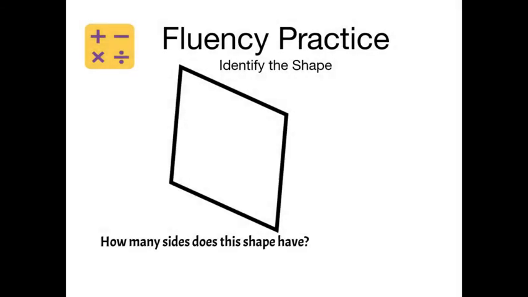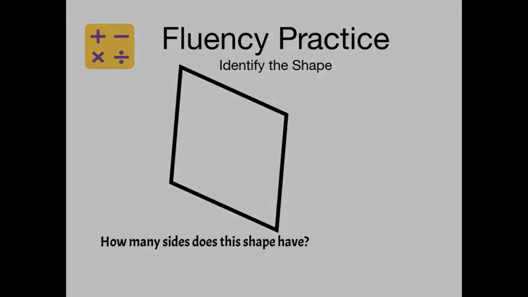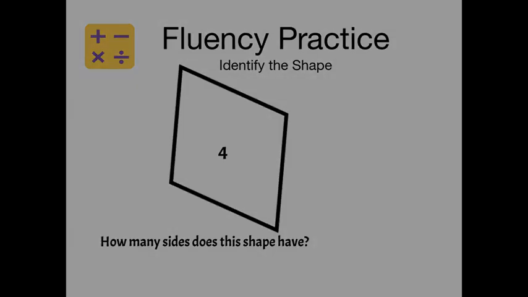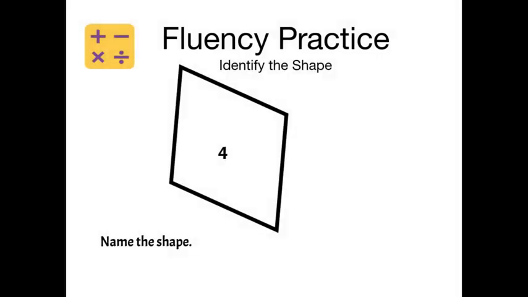This one might be a little trickier. How many sides does this shape have? 4. Let's name the shape. Think hard. Right, it's a rhombus.